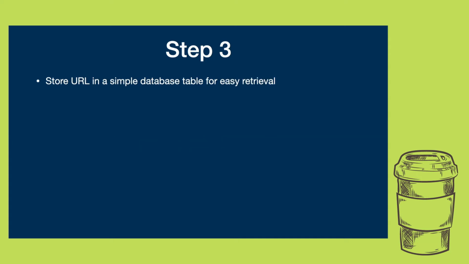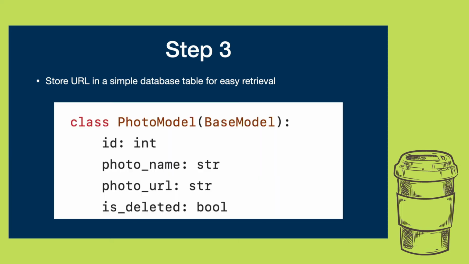In step 3, now that you have the URL, you want to store it in a database. The reason you want to do that is next time around, when someone wants to view the image, you don't want to be recreating the URL every single time. Instead, you can just go ahead, look at your database, and retrieve the URL.